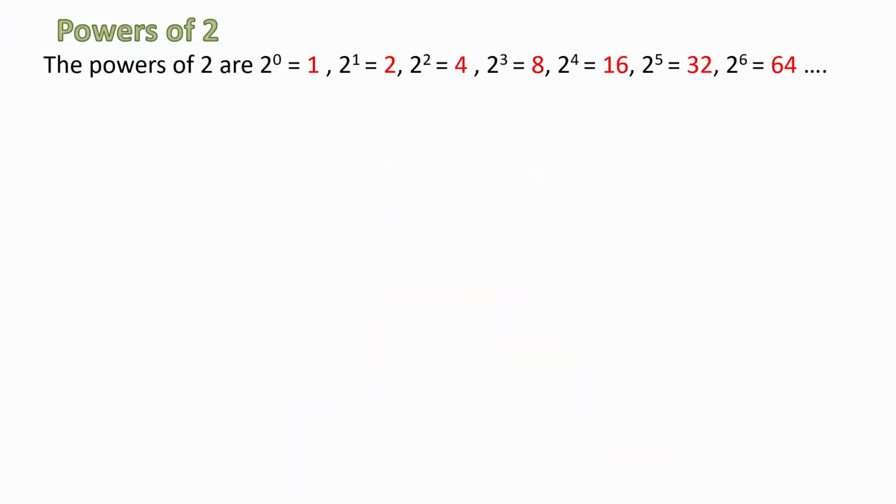Now, what are powers of 2? They are all values where the base is 2. So the first one is 2 to the power of 0, which is 1. The next one will be 2 to the power of 1, which is 2, and so on. And you can see there in red, what they are is basic numbers, 1, 2, 4, 8, 16, 32, 64, and so on. Can we obtain those numbers from Pascal's triangle?